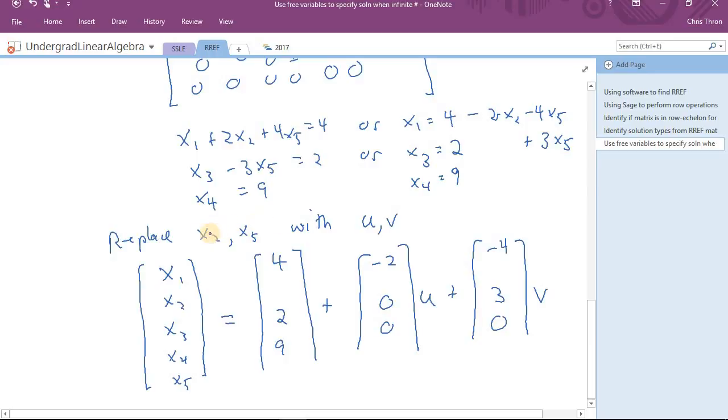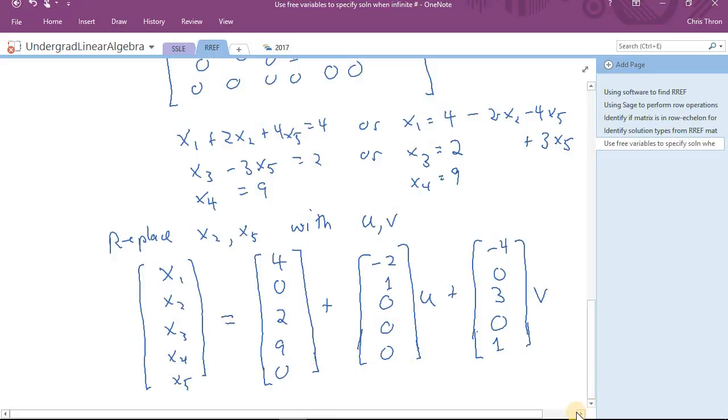Now, what about x2? x2 is equal to u. All right, so x2 is equal to 0 plus 1u plus 0. x5 is equal to 0 plus 0 plus 1v. Okay? So I've written them this way.